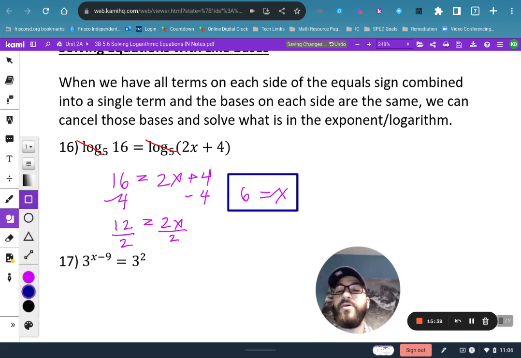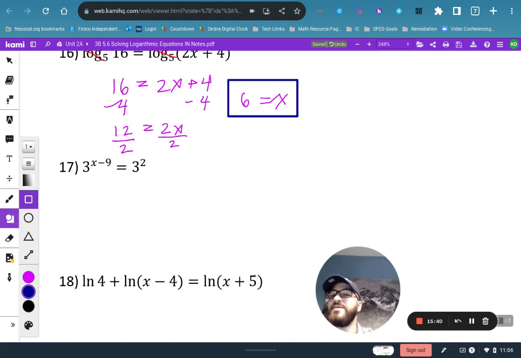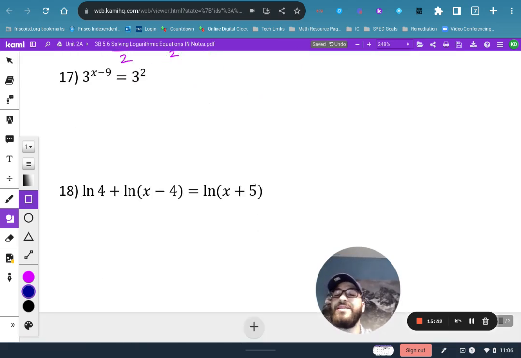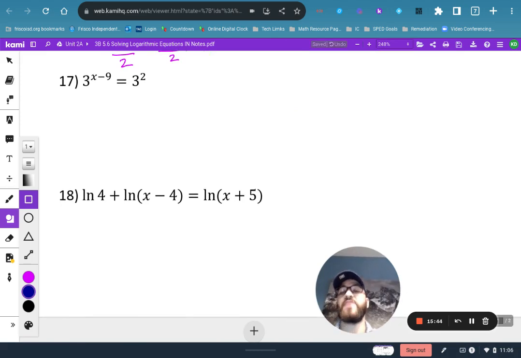We've done this already, so I'm going to skip 17 because I think y'all can do 17. And I want to talk about 18. It's the only one that's a little different. So I have natural log of 4 plus natural log of x minus 4 is equal to the natural log of x plus 5. So on this one, bases are the same, but I have 2 natural logs while only 1 on the other side? Well, I have to have a single set of bases that are the same on both sides.